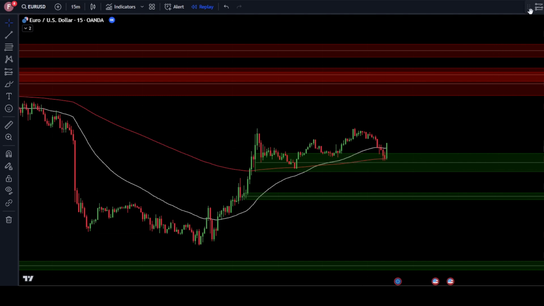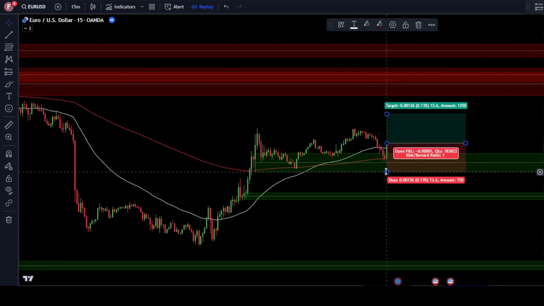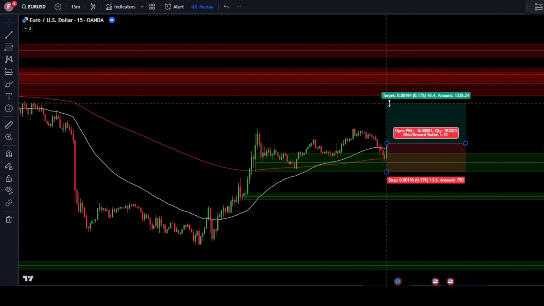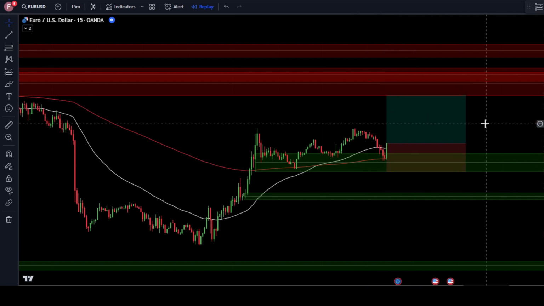If all conditions are confirmed, you can place a buy order after the bullish engulfing candlestick closes. Place a stop loss below the bullish order block area. Use a target take profit with a risk and reward ratio of 1 to 1.5.